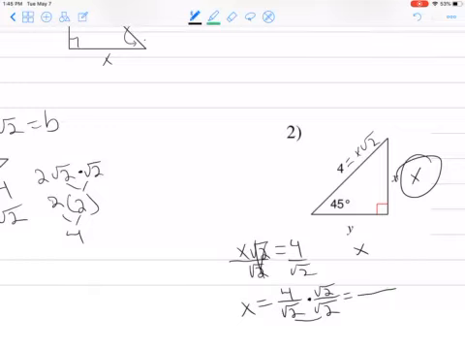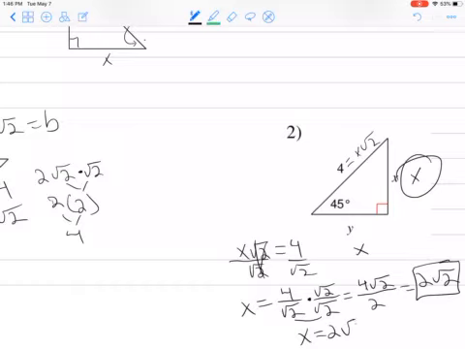So 4 times the square root of 2 is 4 root 2. And the square root of 2 times the square root of 2 is 2. And finally, I get down here and I say, oh, okay, well, 4 divided by 2 is 2 root 2. It's my final answer. So x equals 2 root 2. So x is 2 root 2. And this side, which is also x, is 2 root 2.